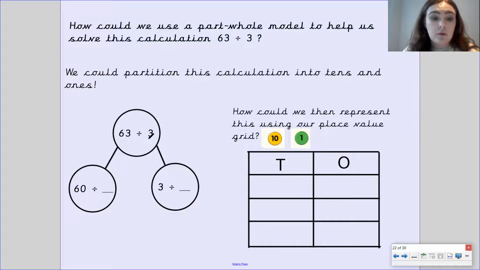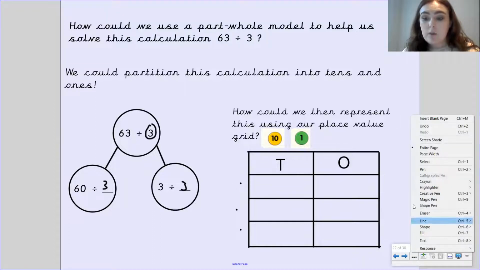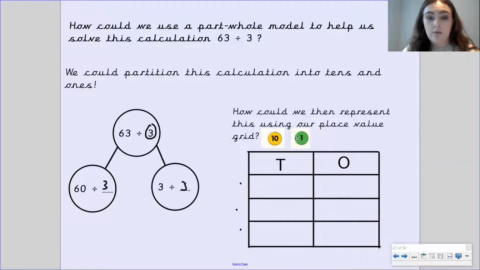Well done if you got 3. We're dividing by 3, so the blanks should be divided by 3. And then with our table here, we're going to represent this in our place value grid. So we've got 3 groups because we're dividing by 3. So 1, 2, 3 groups. And now we need to share the 10s and 1s out equally.